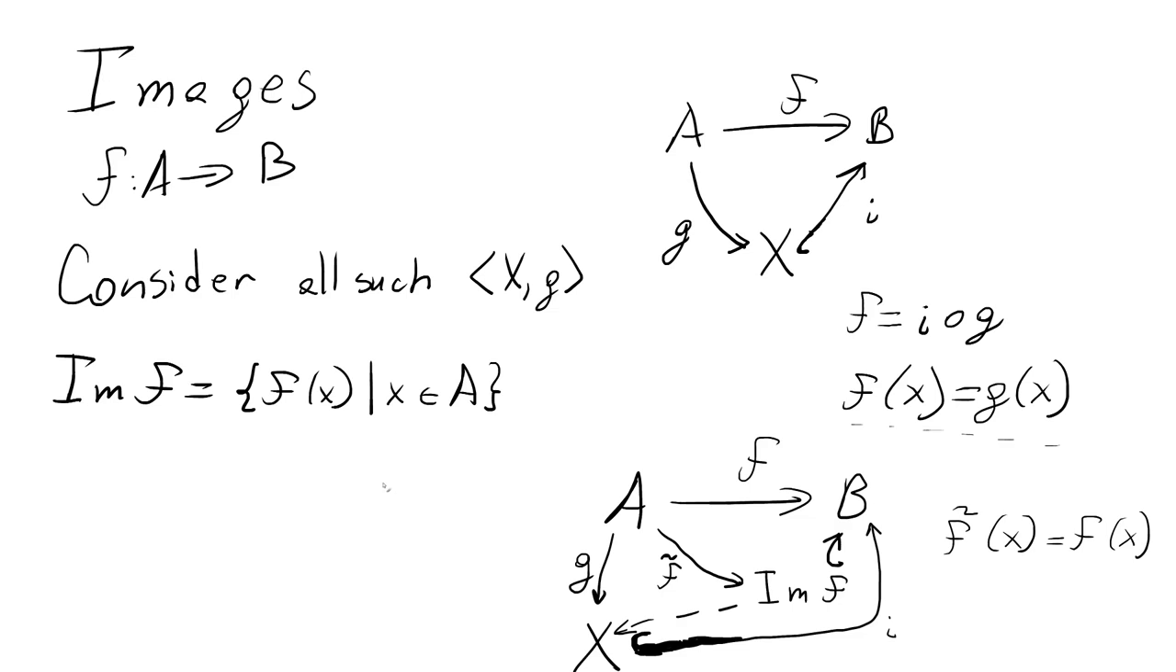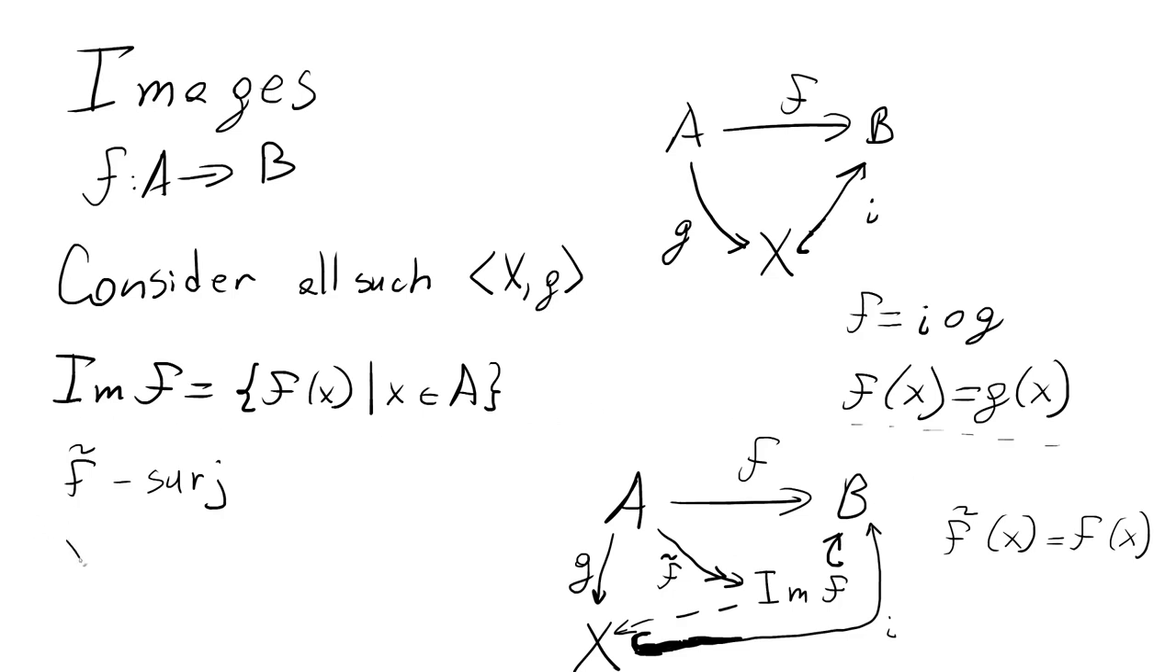Another property of F tilde, like this morphism from A to the image of F, is that F tilde is surjective. So it's an epimorphism. We can denote this with this little second arrow. F tilde is surjective. Well, that follows trivially from these definitions here.